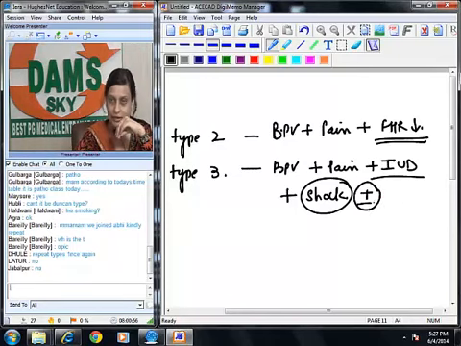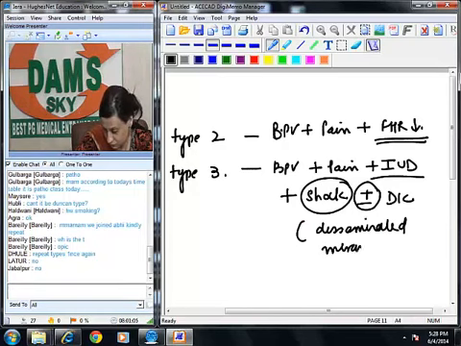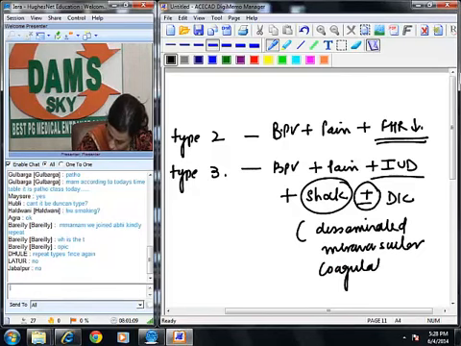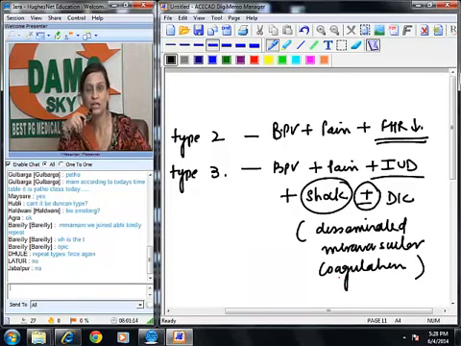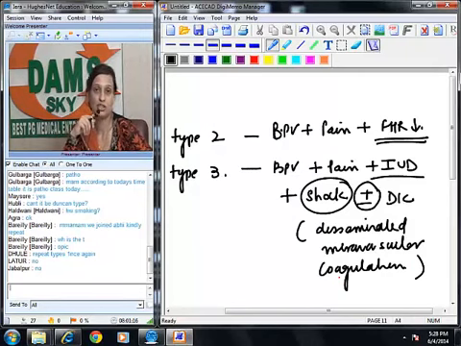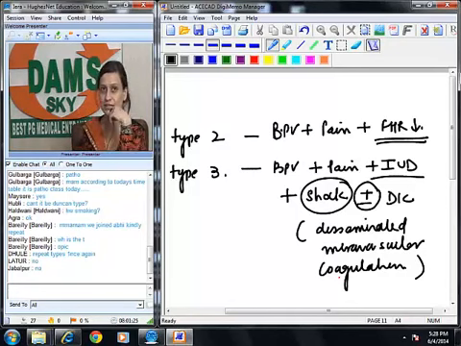Also, there may or may not be DIC. DIC is what? Disseminated intravascular coagulation. So in type 3, definitely the mother is in shock. She may or may not develop disseminated intravascular coagulation, right? So these are the types of placenta previa and abruption.